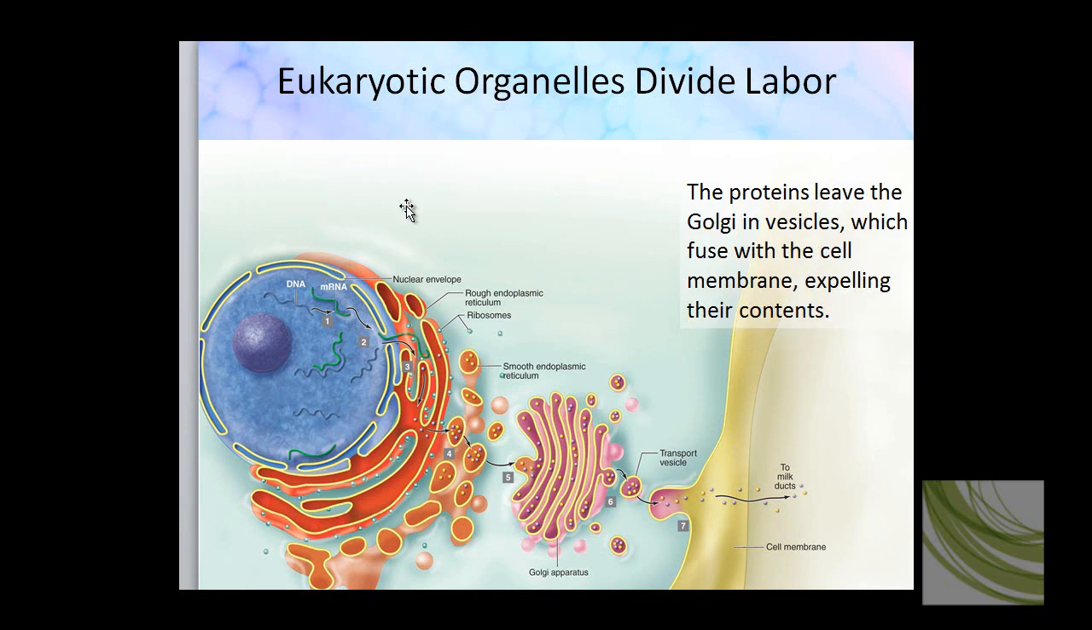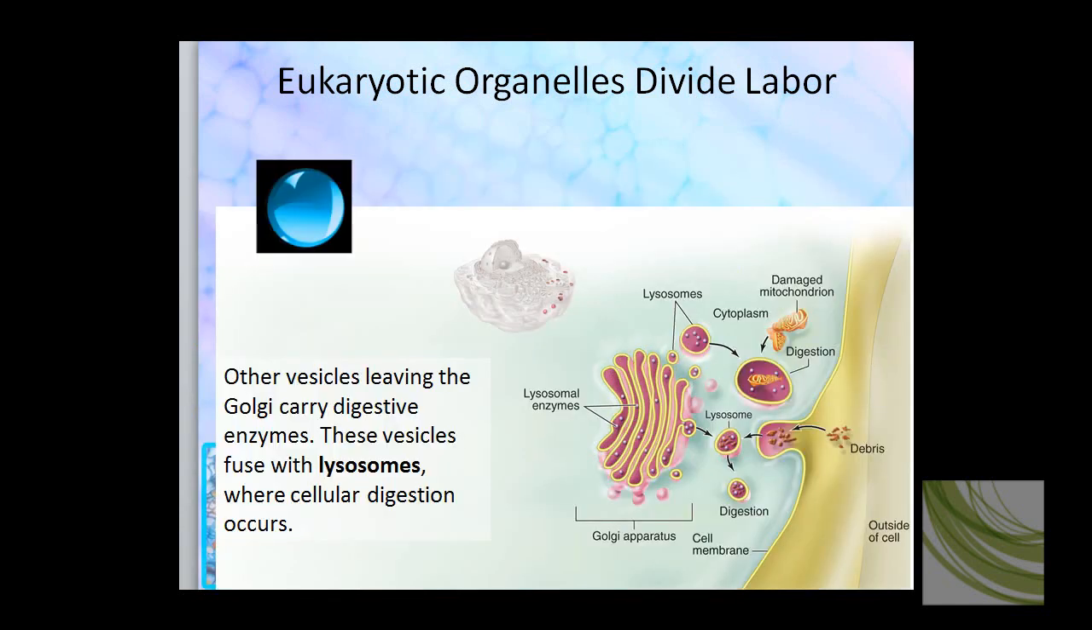Proteins leave the Golgi in vesicles, which fuse to go through a process called secretion, or exocytosis. We'll cover those three terms here in a moment. Now, other vesicles leaving the Golgi carry digestive enzymes. There are these things called lysosomes. Lysosomes aid a cell in digestion.